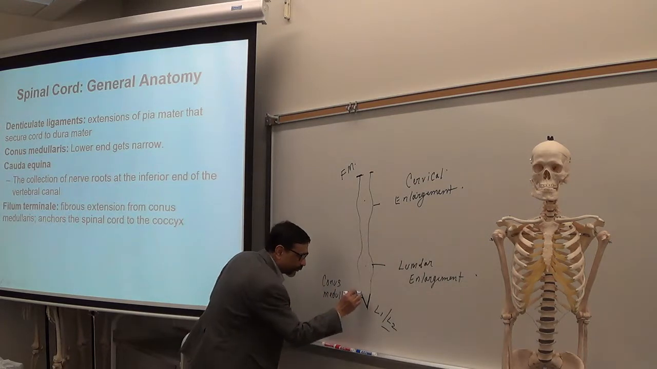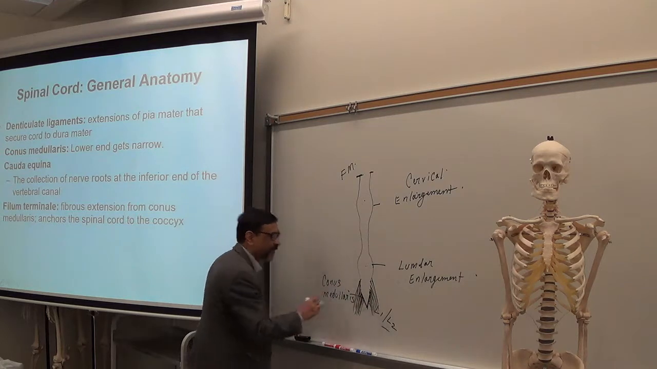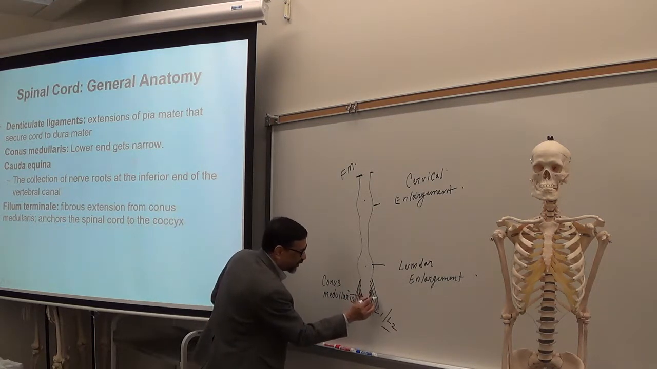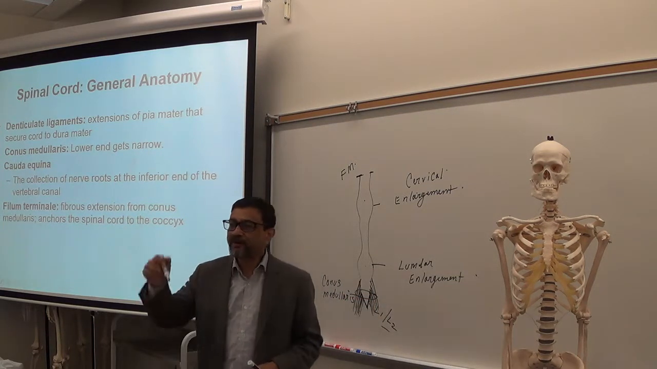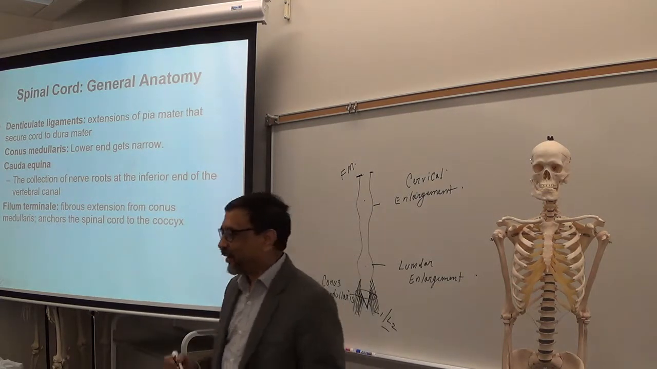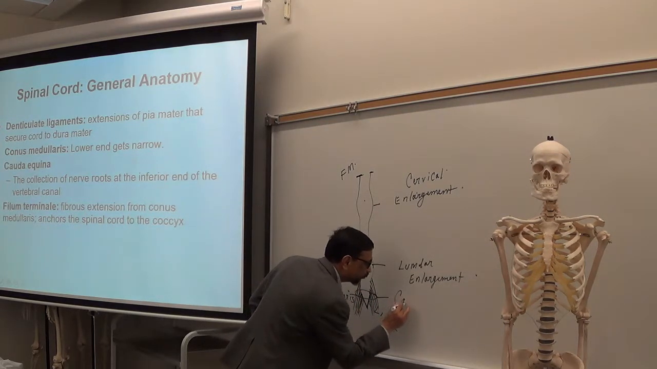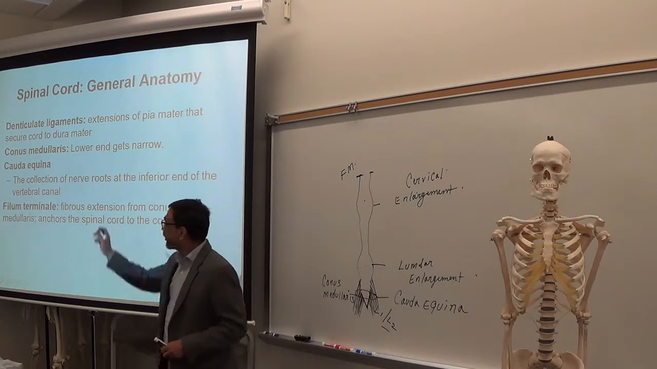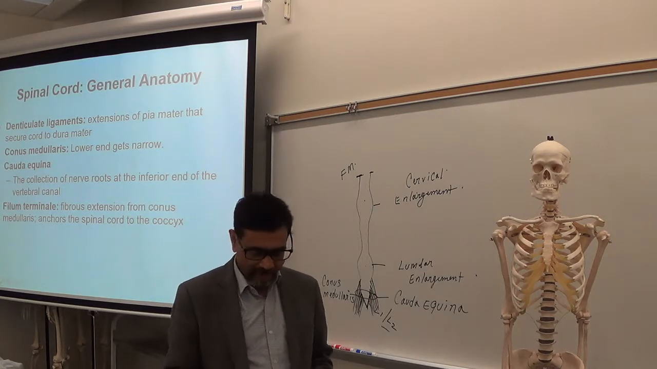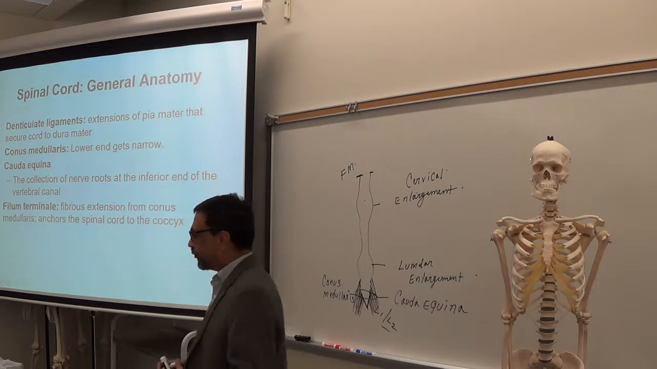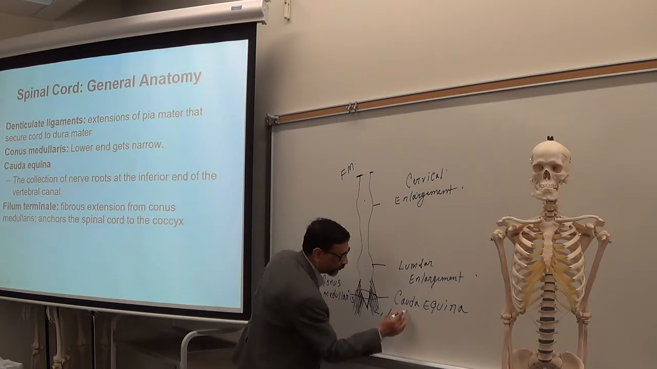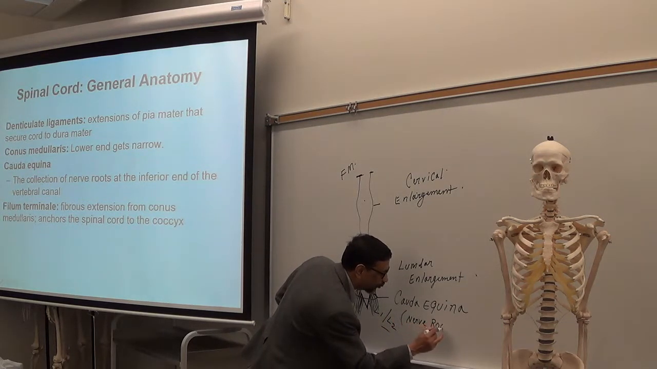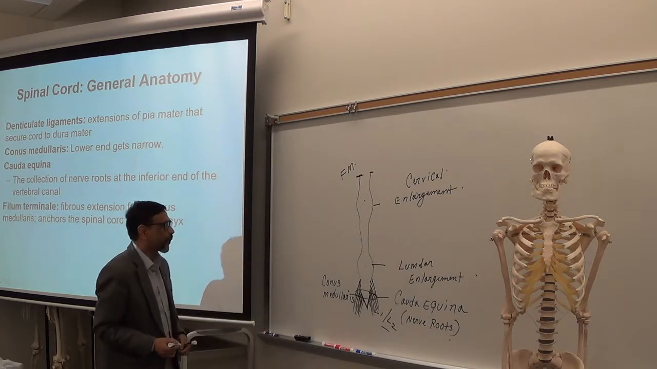Then, at the lower end of the spinal cord, you will see many nerve roots. A bunch of nerve roots arise from the lower end, and these nerve roots together look like the tail of a horse. Have you seen a horse tail? It looks like that, and it is called cauda equina. Horse tail like structure formed by a bunch of nerve roots. Many nerve roots are together.